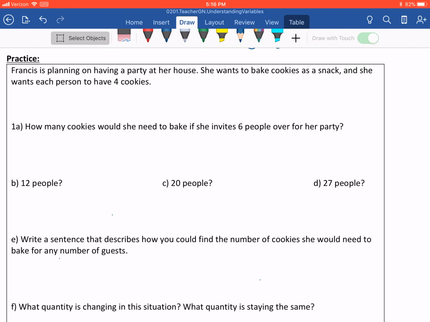So Frances is planning on having a party at her house. She wants to bake cookies as a snack, and she wants each person to have 4 cookies. So every one person gets 4 cookies. One person equals 4 cookies.